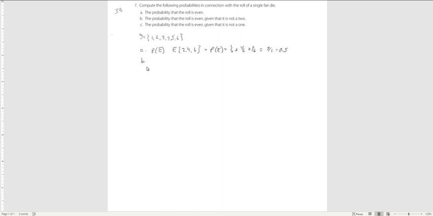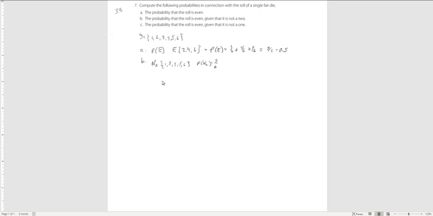Okay, in B, we have the probability that the roll is even, given that it is not a 2. Right, so we have another event here. We have the event E, and this other event, let's call it N2 for not a 2. And not a 2 means it's going to be a 1, 3, 4, 5, or a 6. And the probability of not a 2 then is going to be 5/6, because 1/6, 1/6, 1/6, 1/6, 1/6.